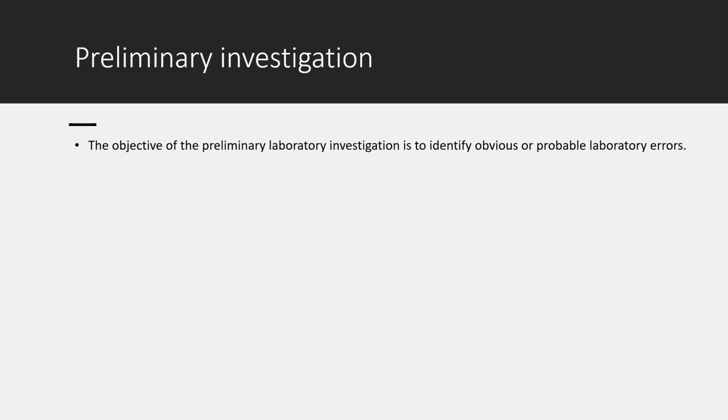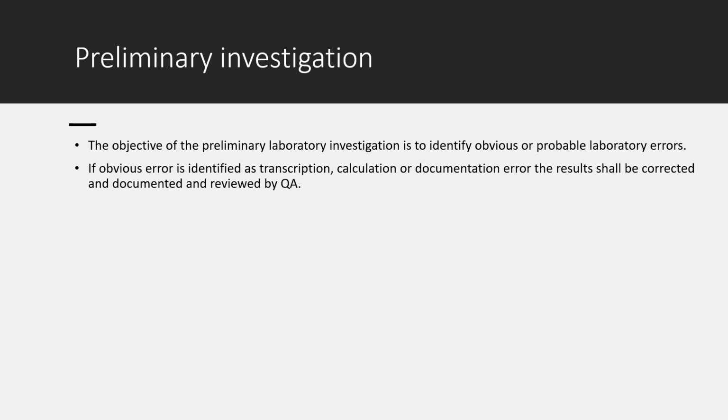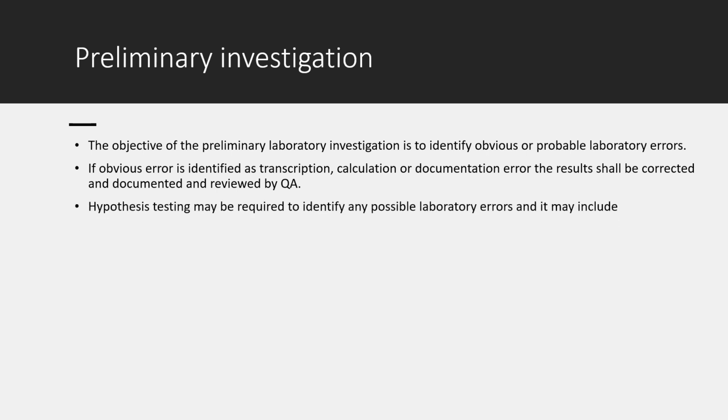So the objective of the preliminary laboratory investigation is to identify obvious errors or probable laboratory errors. If an obvious error is identified, such as a transcription error, calculation error or documentation error, then the result shall be corrected and documented, and that result shall also be reviewed by QA, right? So various hypotheses we can plan to rule out the laboratory error, right?